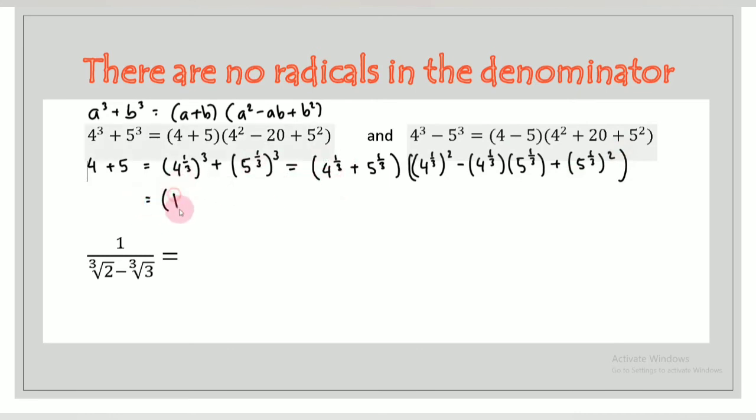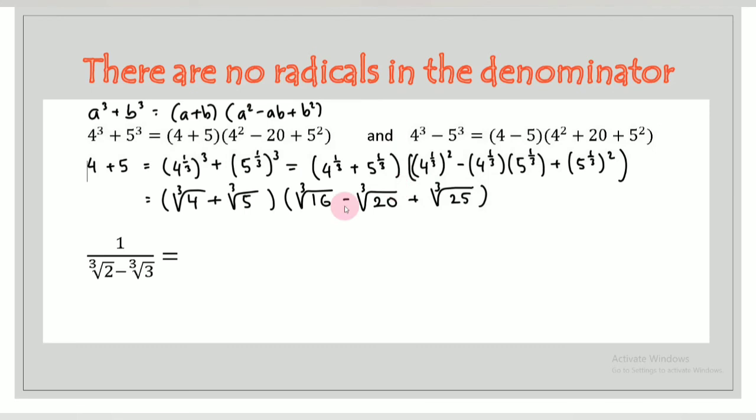So when I convert into the radical form, I have cube root of 4 plus 5 in parentheses multiplied by open parentheses cube root of 4 square, which is 16, minus cube root of 4 times 5, which is 20, plus cube root of 5 square, which is 25. So if I multiply those factors, I will have a simple 4 plus 5.